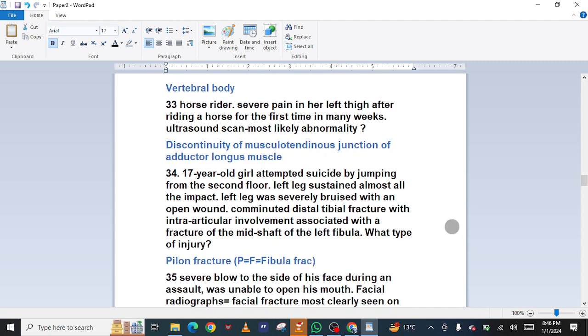33: A horse rider. Severe pain in her left thigh after riding a horse for the first time in many weeks. Ultrasound scan most likely abnormality: discontinuity of the musculotendinous junction of the adductor longus muscle.